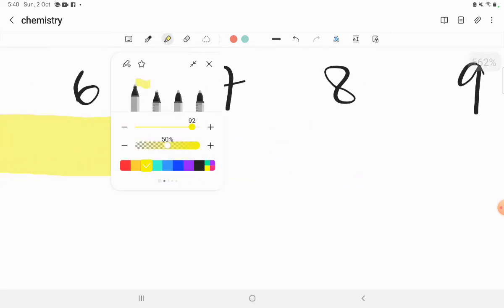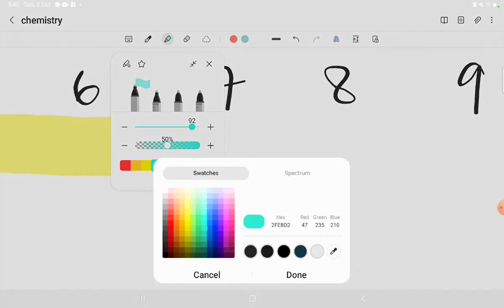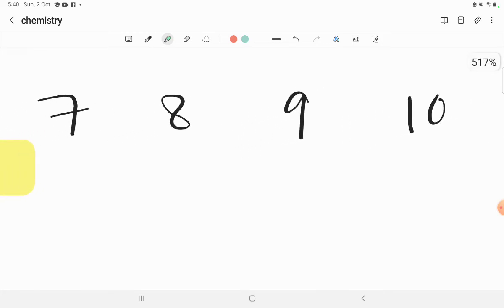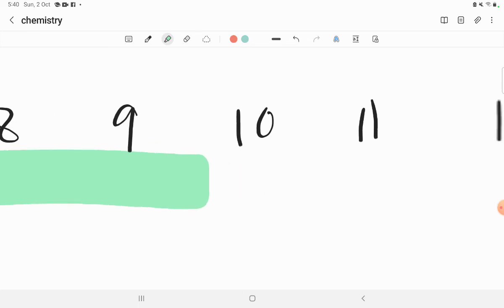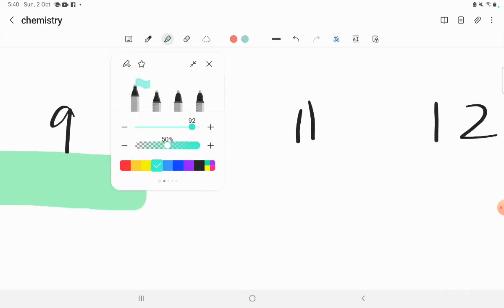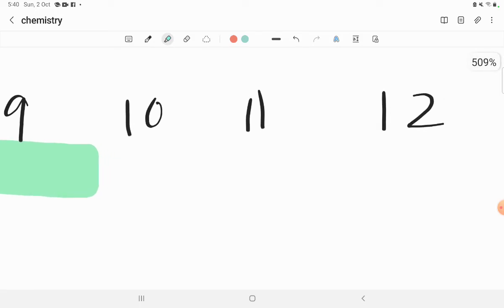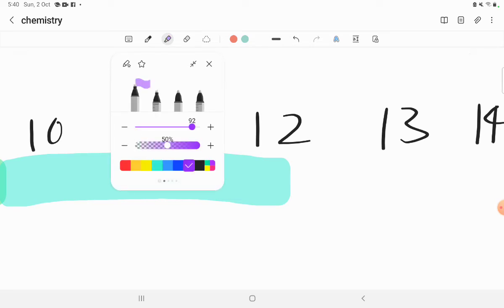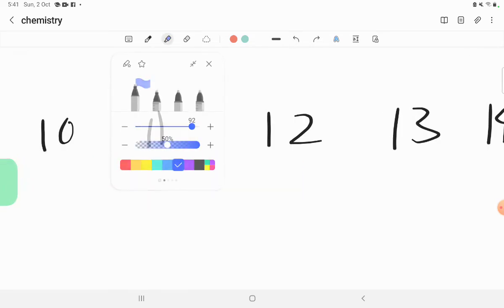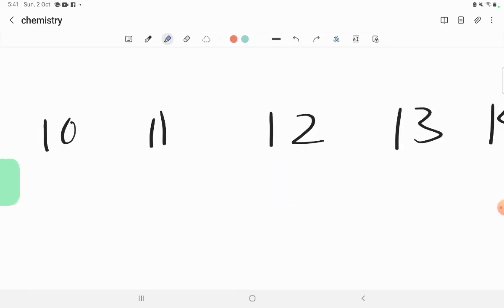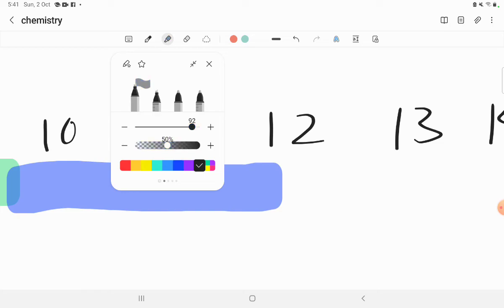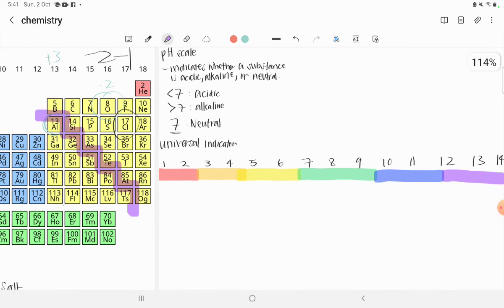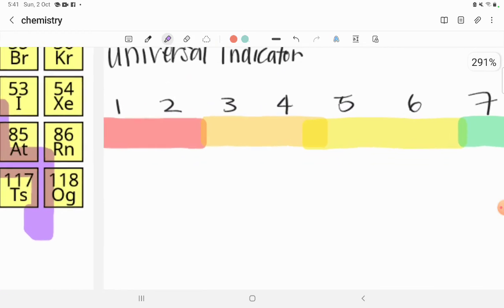Then from 7, wait, this is not green. Okay, from 7 to about 10, 7 to 9, 10 ish, it will stay green. And then from 10 to 12, it will be blue. And 12 onwards, until purple. Actually, I should use this blue because it's more accurate. It will be purple. So this is the rainbow of acids and alkali.